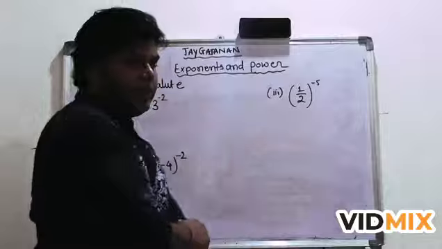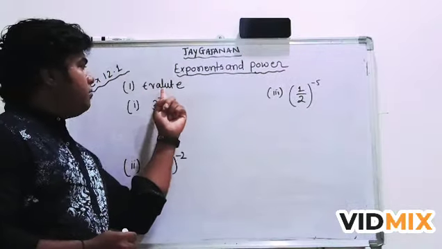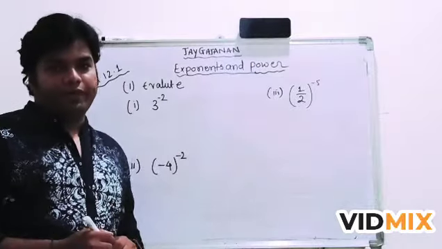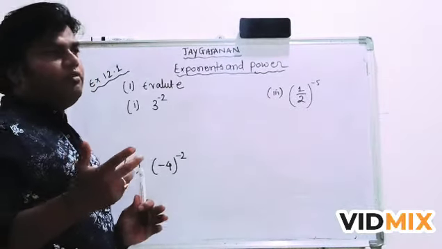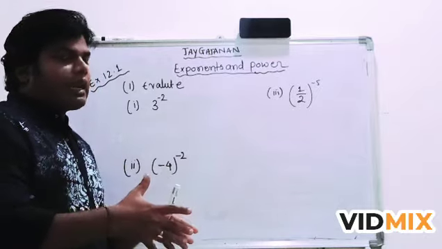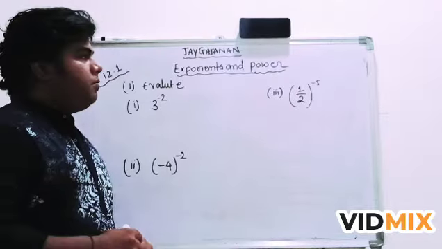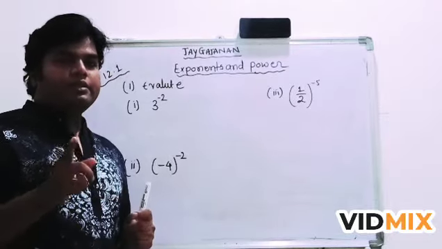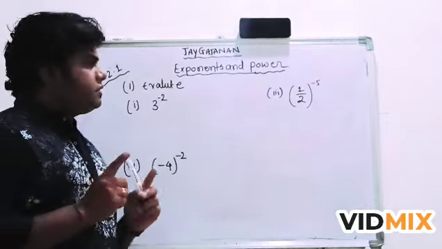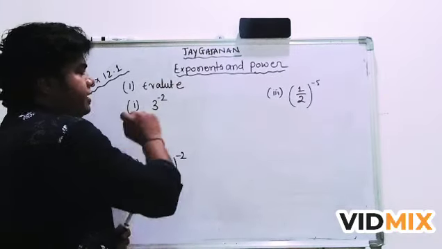So here, students, now we are in exercise 12.1, question number 1. Evaluate. Whatever identities we have learned in the previous video, now it's time to use those identities here. Let us see how. Please see it properly and please solve these problems after the video. So we have to evaluate this.